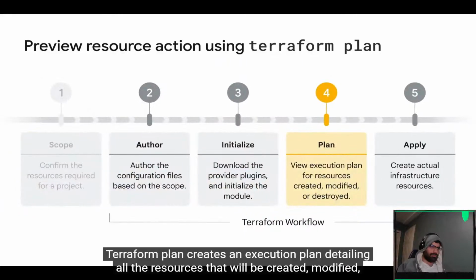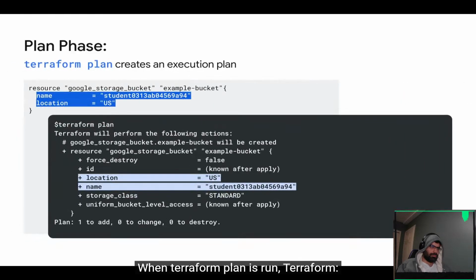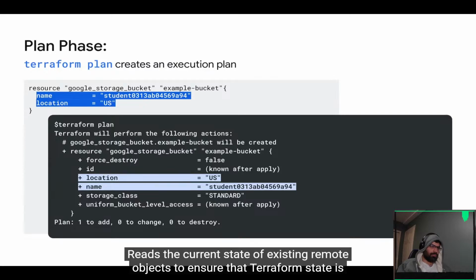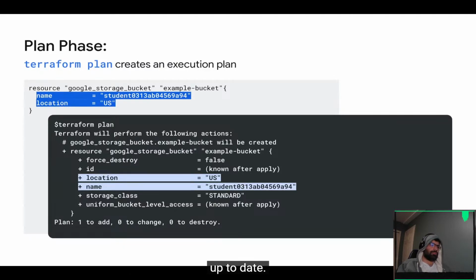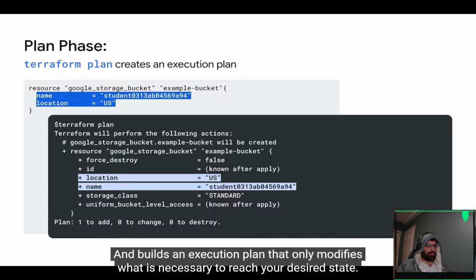Terraform plan creates an execution plan detailing all the resources that will be created, modified, or destroyed upon executing Terraform apply. When Terraform plan is run, Terraform reads the current state of existing remote objects to ensure that Terraform state is up to date, compares the current configuration to the prior state and notes any differences, and builds an execution plan that only modifies what is necessary to reach your desired state.